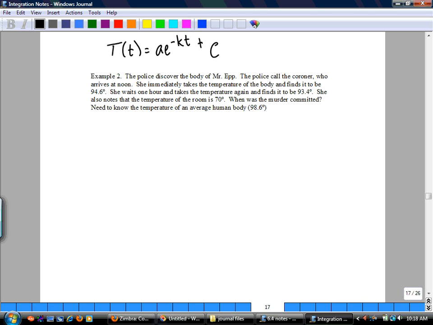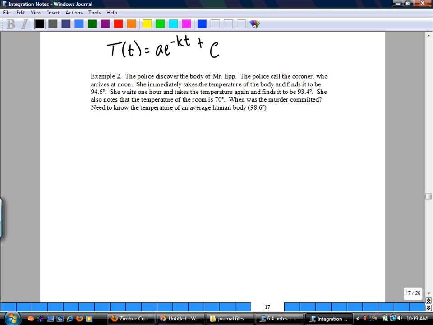Okay. Please call the coroner, who arrives at noon. She immediately takes the temperature of the body, because I'm not alive anymore, and finds it to be 94.6 degrees Fahrenheit. She waits 1 hour and takes the temperature again and finds it to be 93.4 degrees Fahrenheit. She also notes the temperature of the room is 70 degrees Fahrenheit. When was the murder committed?